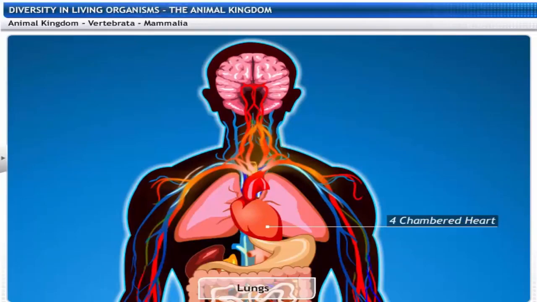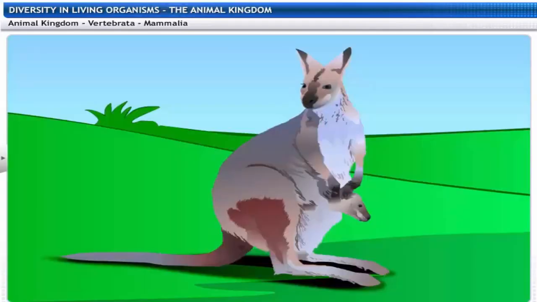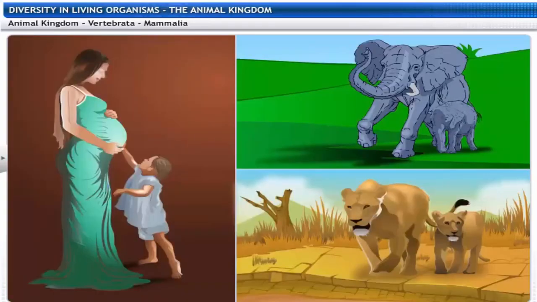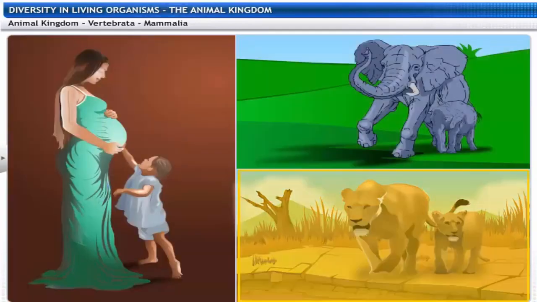Mammals give birth to young ones through different modes. Mammals like the platypus lay eggs. Mammals like kangaroos give birth to underdeveloped young ones that are carried in their mother's abdominal pouch. Mammals like humans, elephants, and lions produce live offspring.